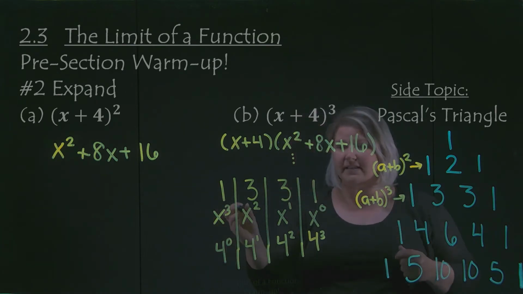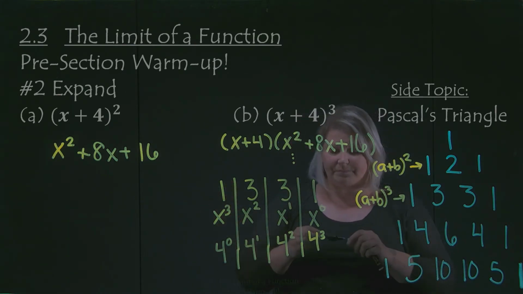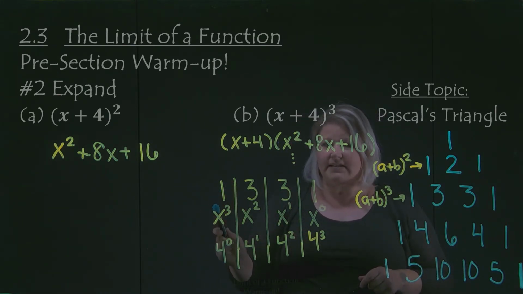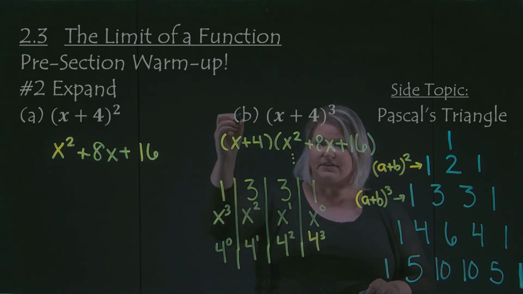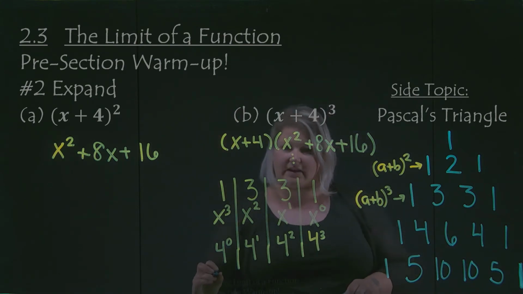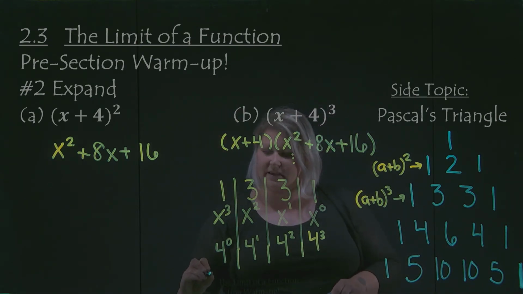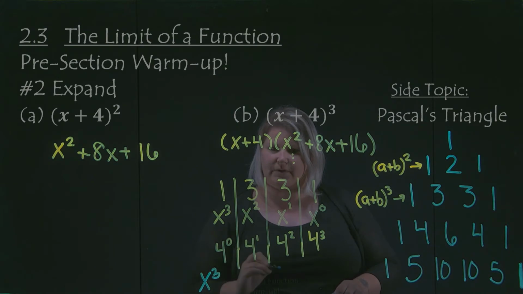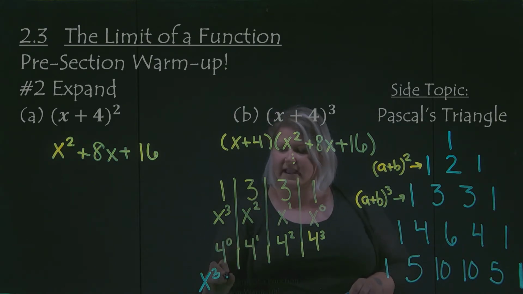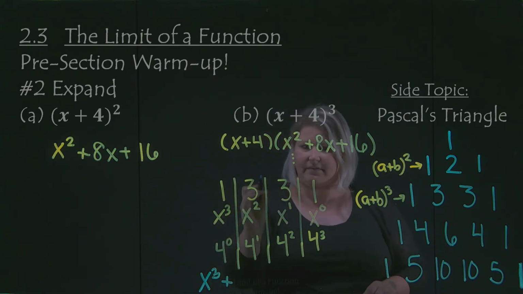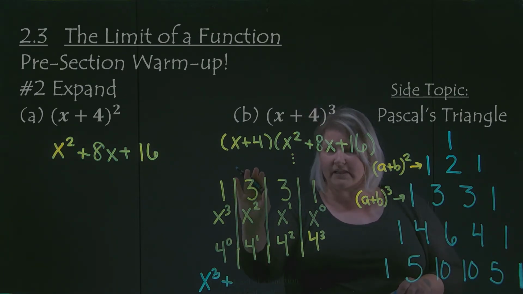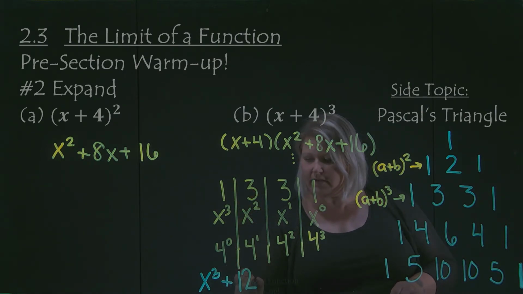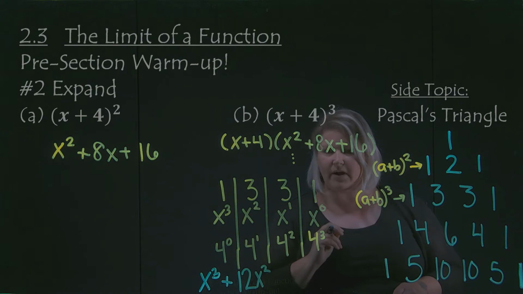So let's multiply these together. 1, so I've got 1 times x to the 3 times 4 to the 0, which is 1. And that is going to give me x cubed. For my next term, that's this thing right here. For my next term, I'm going to take 3 times x squared times 4 to the 1. So that'll give me 12 x squared.